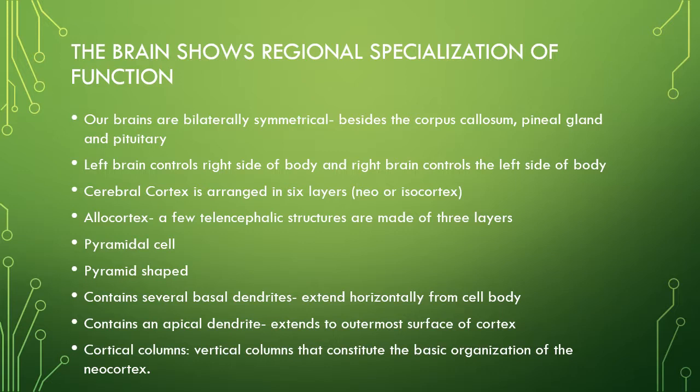The pyramidal cell is the most prominent kind of neuron in the cortex, and it's called that because it's pyramid shaped. It contains several basal dendrites, which extend horizontally from the cell body, and then the apical dendrite, which is only one of them, extends to the outermost surface of the cortex. Cortical columns are vertical columns that constitute the basic organization of the neocortex.